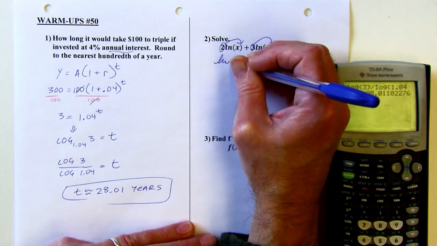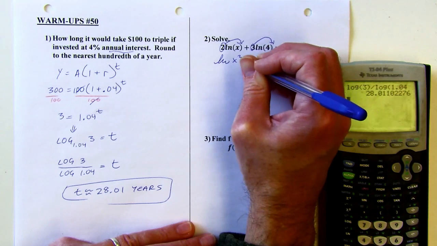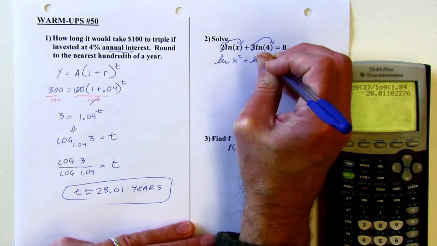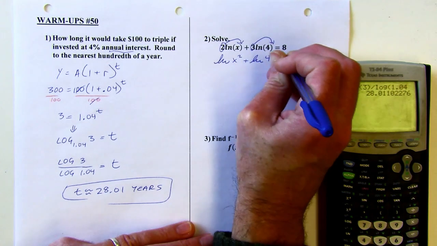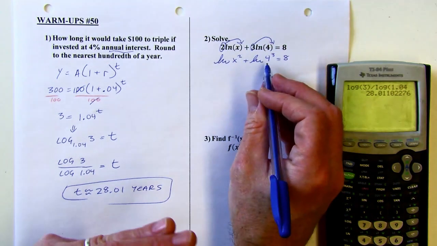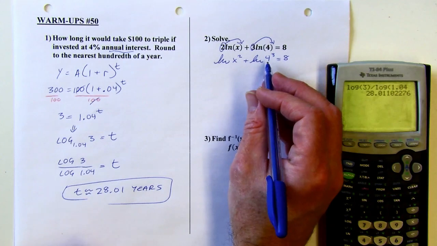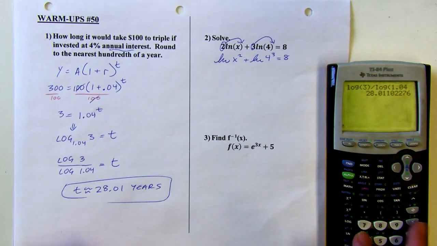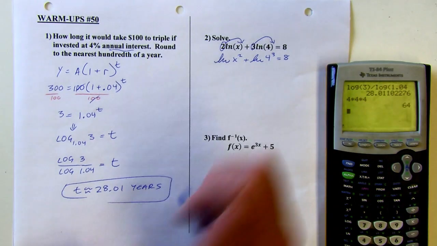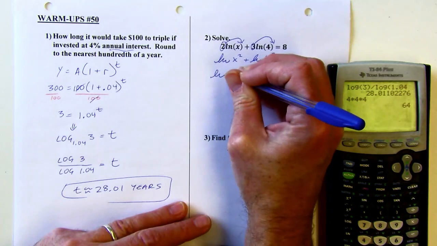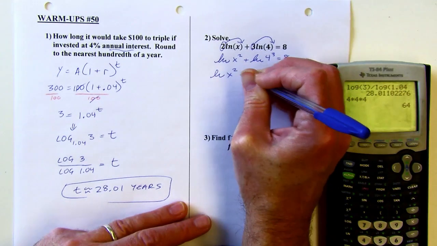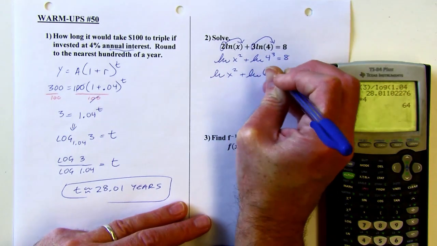So this is going to be the natural log of x squared plus the natural log of 4 to the third. Okay, 4 to the third, I can simplify that. That's going to be 64, right? Yeah, 64. So we've got natural log of x squared plus natural log of 64 equals 8.